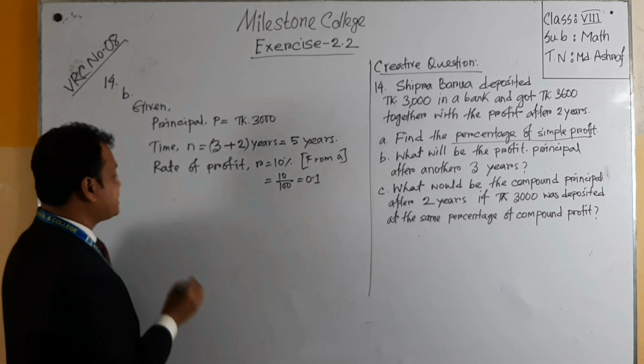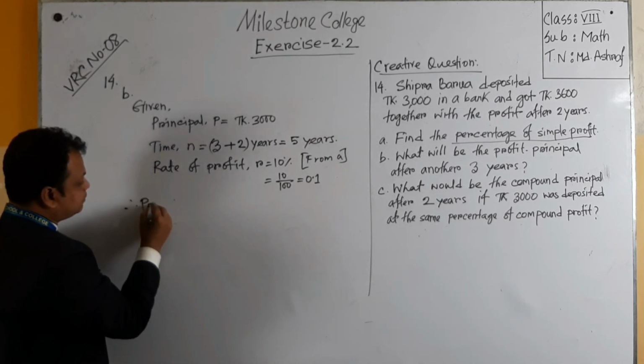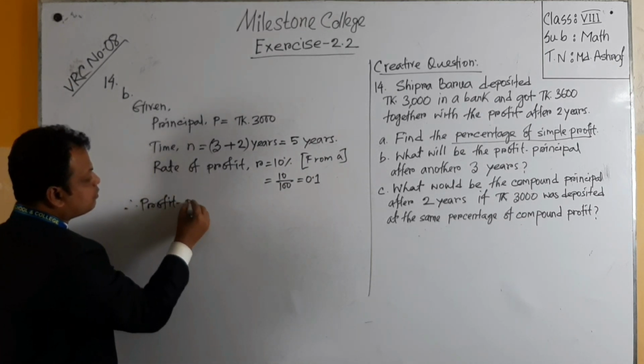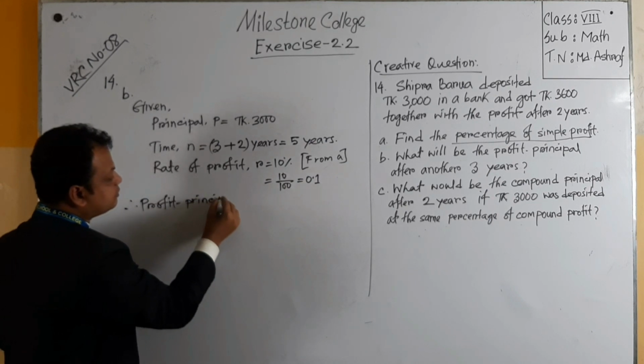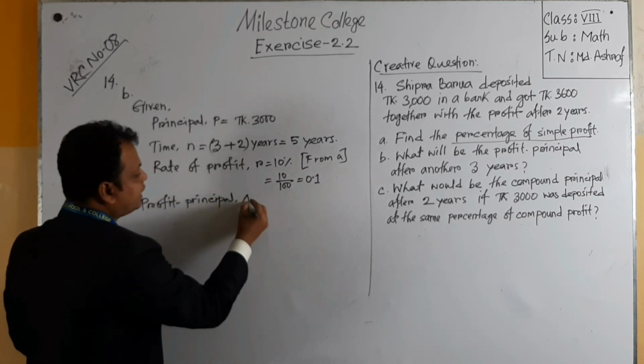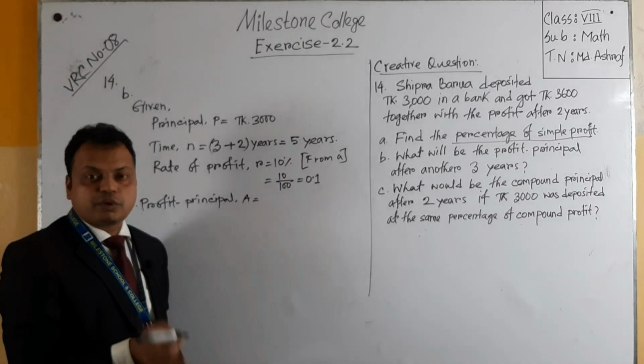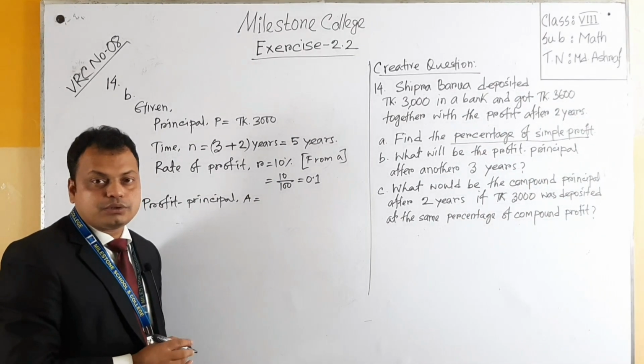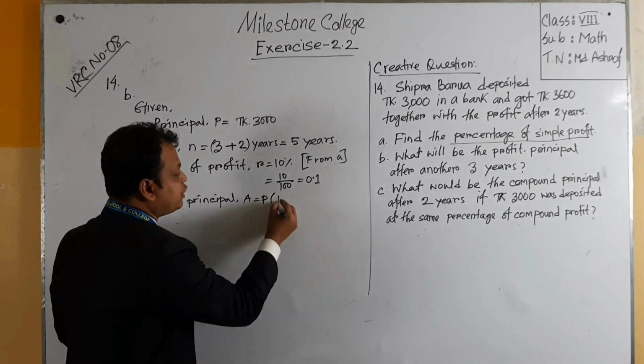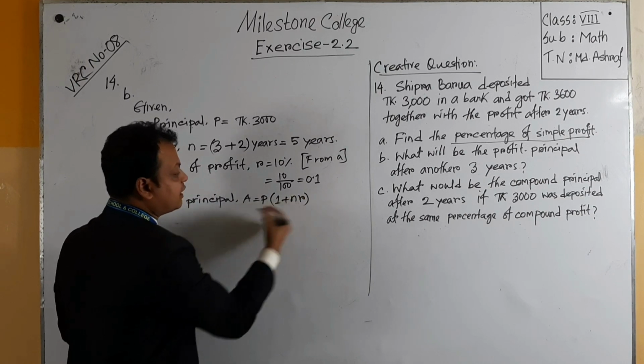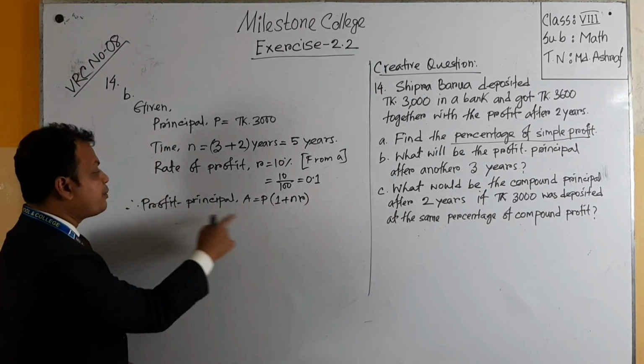Now we will find the profit principal. Therefore, profit principal A equals, do you know what is the formula for finding profit principal? A equals P into 1 plus NR. So this is the formula for finding profit principal.